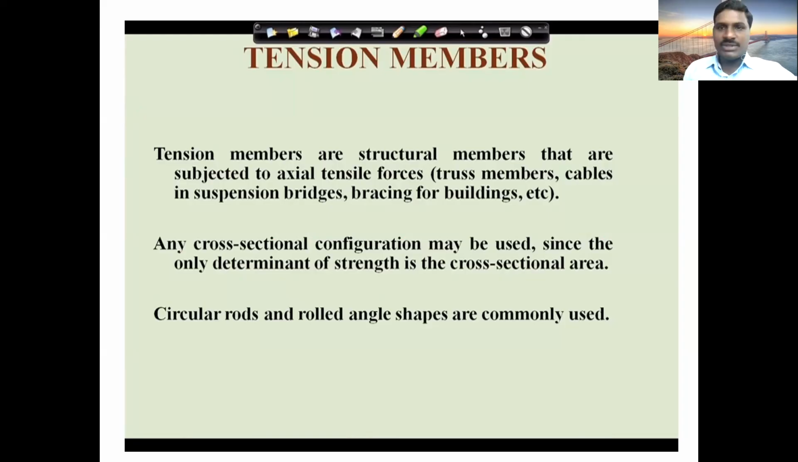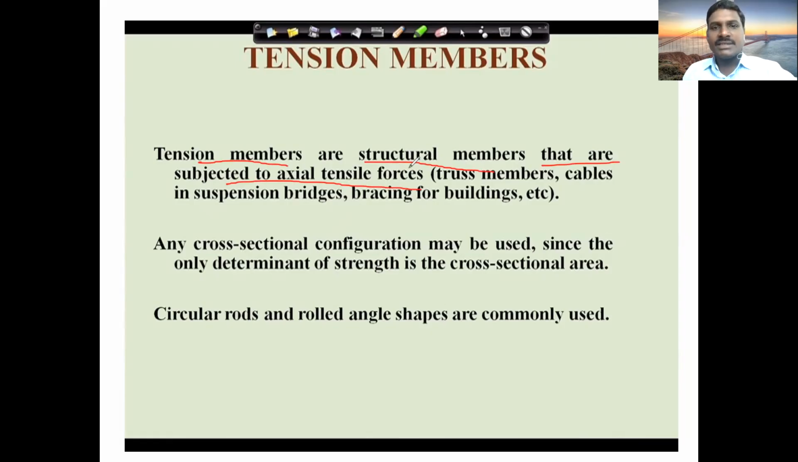So generally, if you see here, tension members are structural members that are subjected to axial tensile force. Simple definition of tension member.